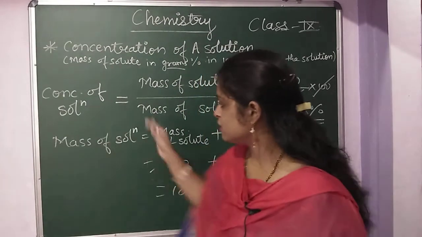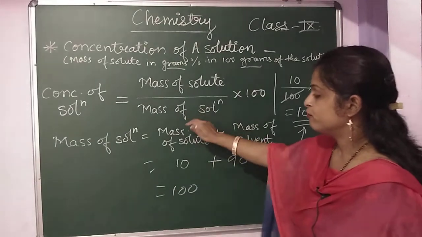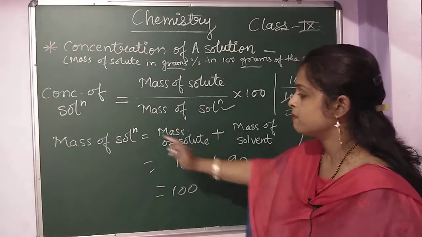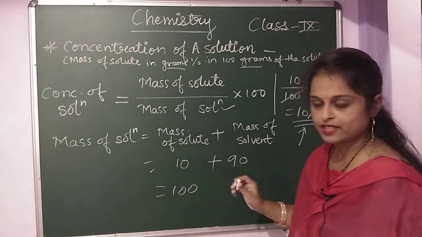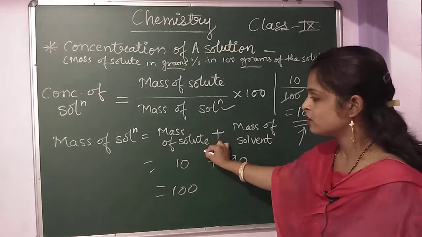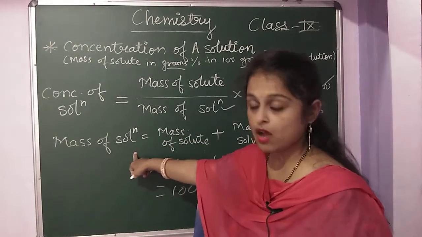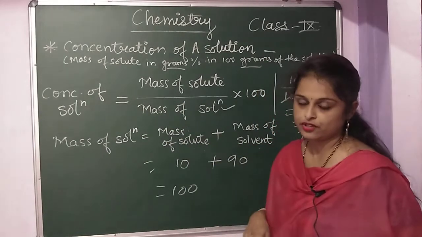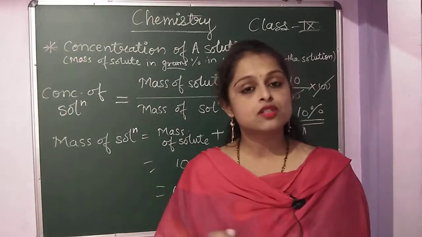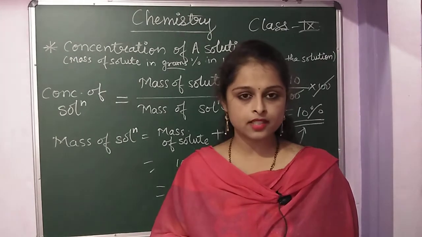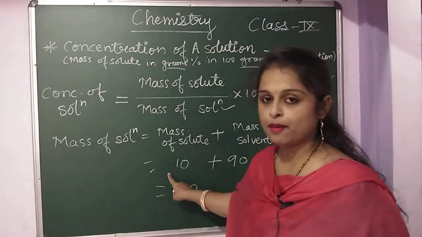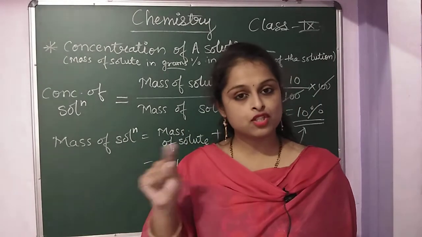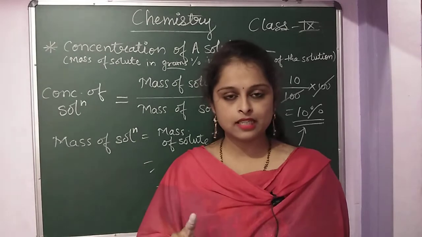Is it clear? Did you understand this? See, before filling in this value, we have to find out how to calculate the mass of the solution. How do we find the mass of the solution? Add the solute and the solvent, and you will get the mass of the solution. Put that value here, and then you will get the concentration of that particular salt solution or any other solution. Is it clear? So this is what we studied about a solid solute dissolved in a liquid solution.